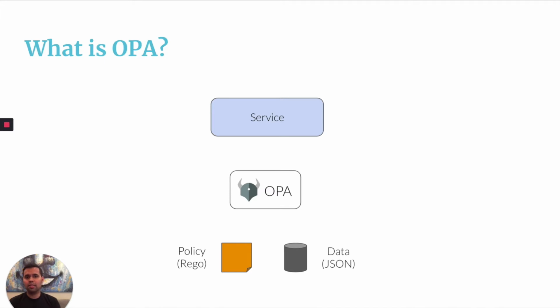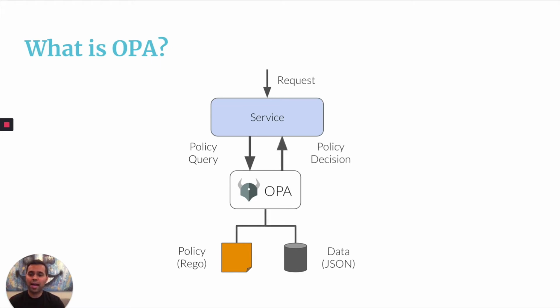So let's understand this in detail by looking at this figure. Imagine you have a service, and this can be any service at all. It can be your own custom service, a Kubernetes API server, Kafka, Envoy, any service. Whenever your service gets a request, it's going to ask OPA for a policy decision by executing a query. OPA is then going to evaluate this query by using the policies and the data it has access to, and send a decision back to your service where it gets enforced. So you can see that we have decoupled the policy enforcement from the policy decision making.